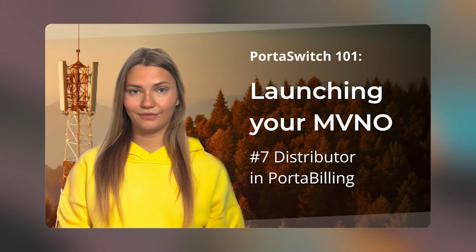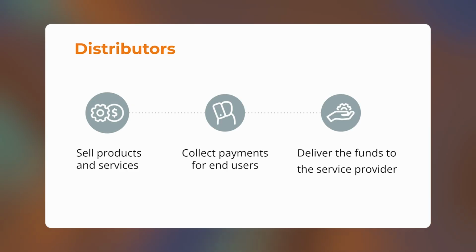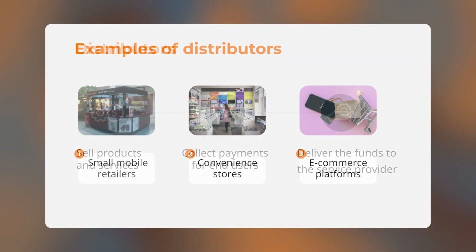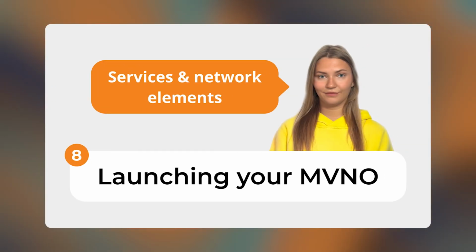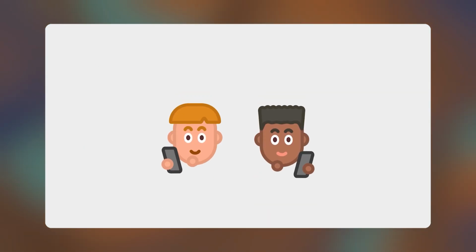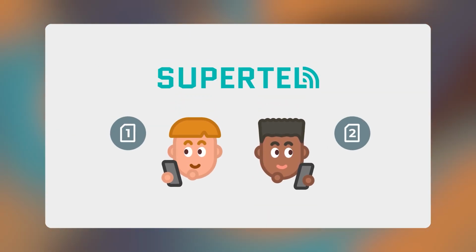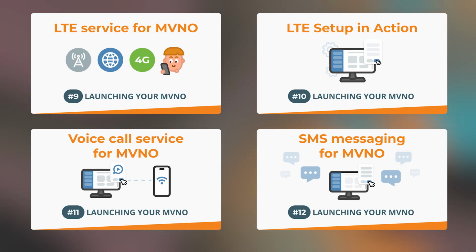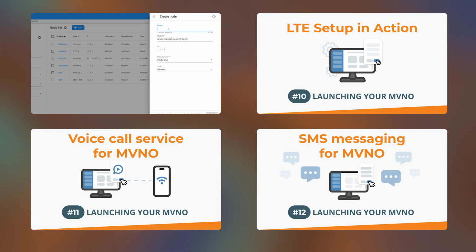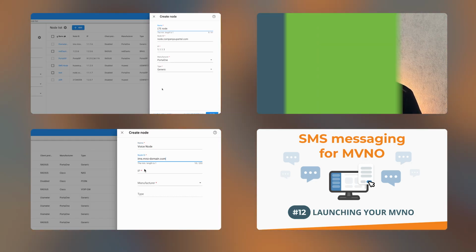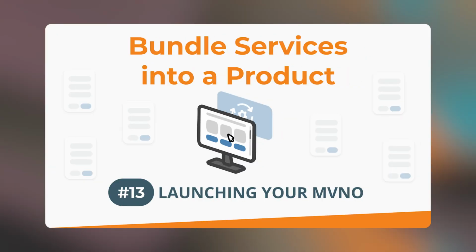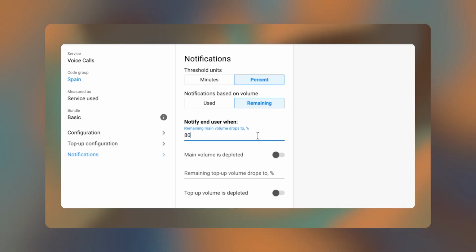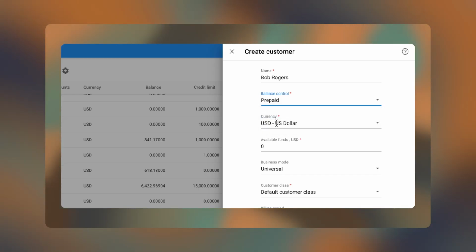Part 7 covered distributors. How to structure your sales channels if you sell through partners rather than directly to end users. Part 8 covered the architecture of an MVNO setup, how mobile services map to core network elements. That led into the service configuration chapters, LTE data in parts 9 and 10, voice calls in part 11, and SMS in part 12. And finally, part 13 brought everything together: building a complete product, assigning services and bundles, and adding a customer to see the full setup.